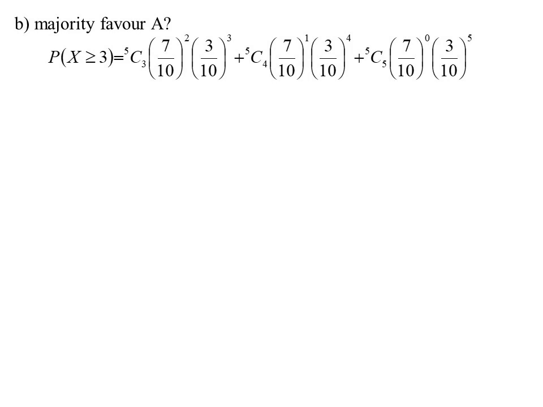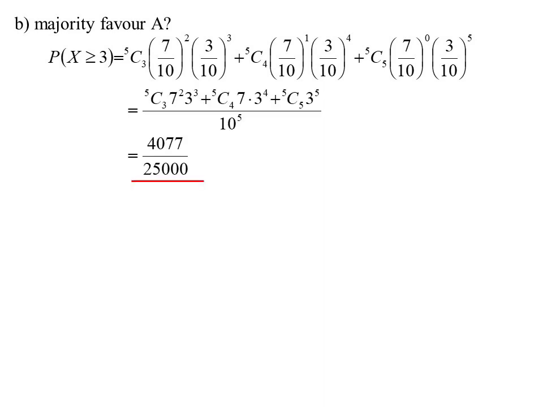Majority favour A. It's still the same probability ideas. So X is greater than or equal to 3. Well, that'll be 3 do, 4 do, or 5 do. So I do each one of those, add them together, and there we go. We get 4,077 over 25,000.